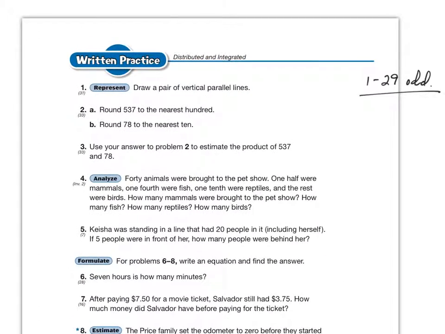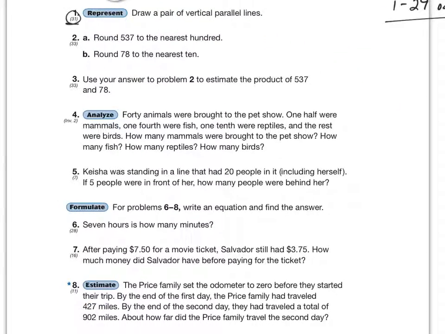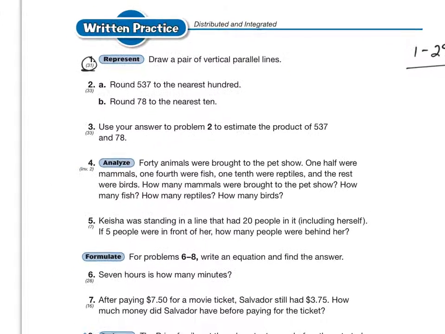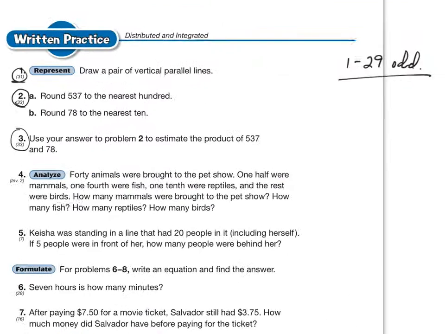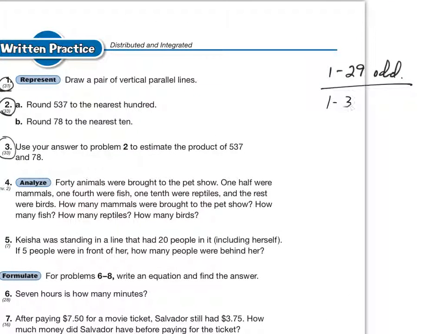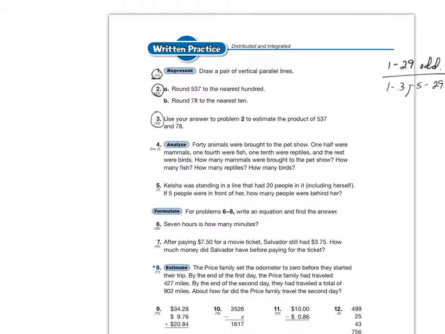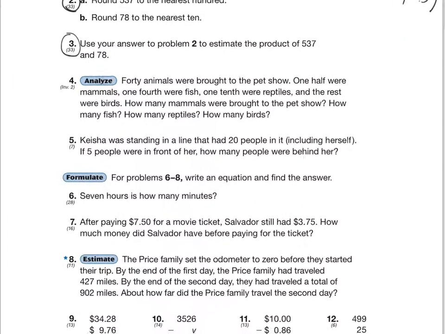Draw a pair of vertical parallel lines. Review of lesson 31. You can do that one. Use your answer to problem 2 to estimate the product of this. Uh-oh, we have to answer this to do number 3. So it looks like we have to do 1, 2, 3, and then 5 to 29 odds. So I'll have to change that. All right, and then we're skipping 4, going to 5.